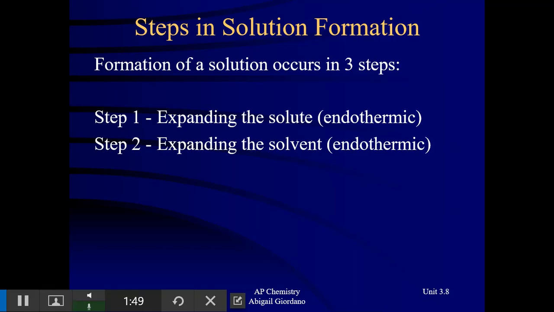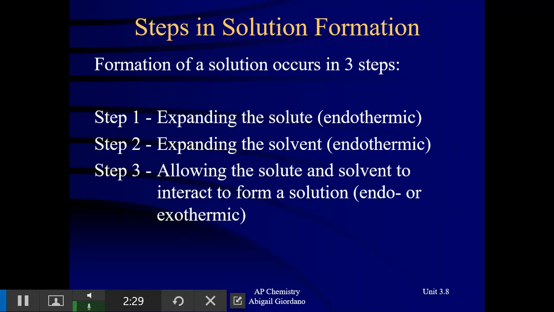Step 2 is expanding the solvent particles. The solvent particles have to physically move away from each other to make room for those solute particles to get in there. Again, it's also going to be an endothermic process, something that requires energy because we're breaking things. And typically we're going to be talking very often about water as our solvent. And what is it that would be required to pull 2 water molecules apart? Breaking those intermolecular forces again.